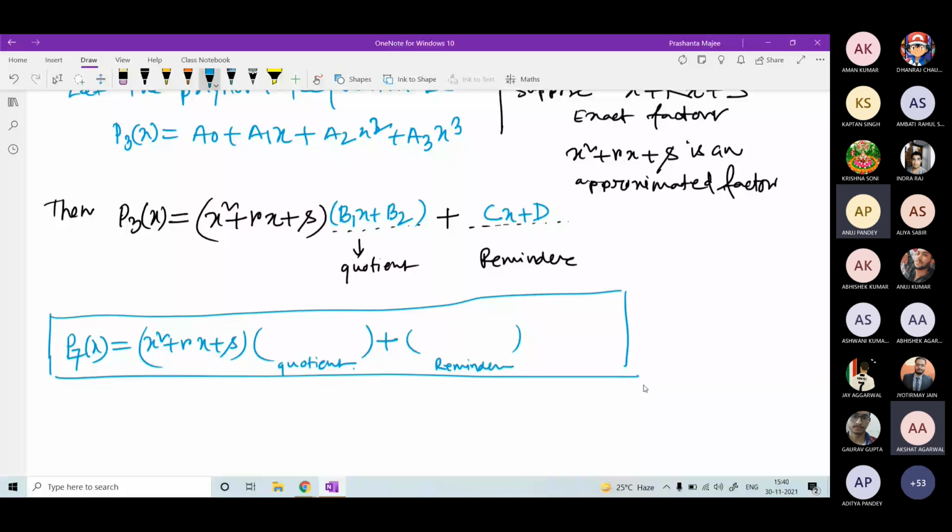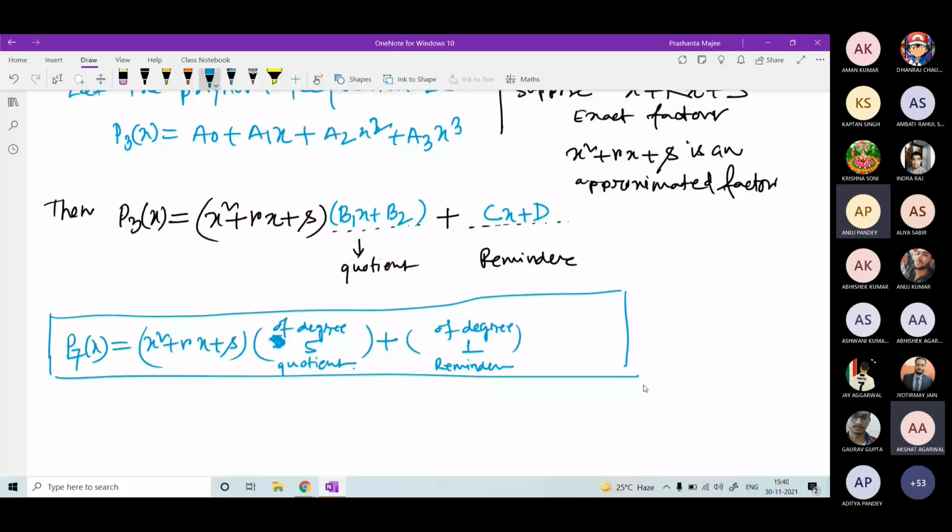What will be the degree of the quotient? 5. Quotient will be a polynomial of degree 5, and remainder will be degree 1. So the difference is only in the quotient. If you start with any other polynomial of different degree, the calculation will be of the same type, only the quotient will be a polynomial of different degree.